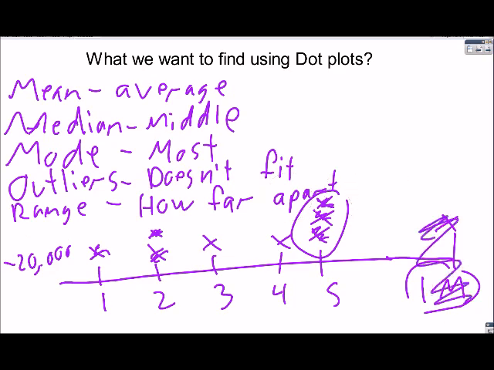So let's remove Bill Gates and let's remove the guy who had the car. Our range is 5 and 1. So 5 minus 1. So our range would be 4.